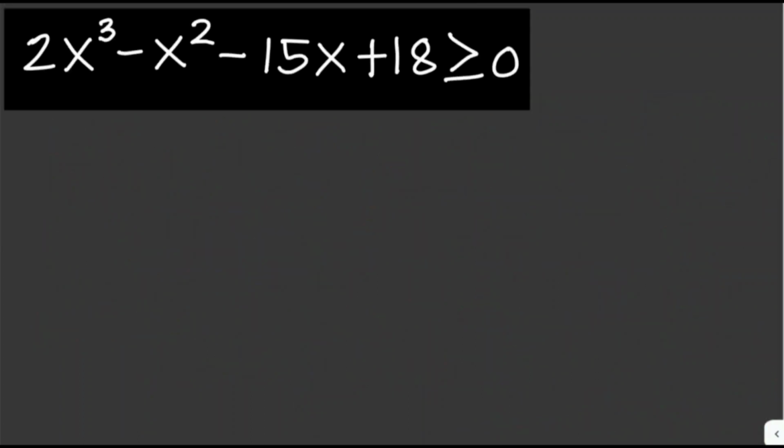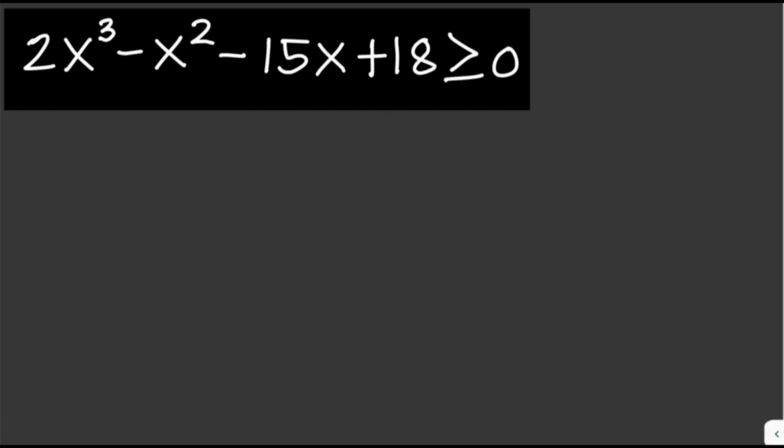Okay, let's try another one. Okay, what if we're given this one, 2x cubed minus x squared minus 15x plus 18 greater than or equal to 0. Okay, in this case, we cannot factor the polynomial. We cannot factor this by grouping. So we use the rational zeros theorem.